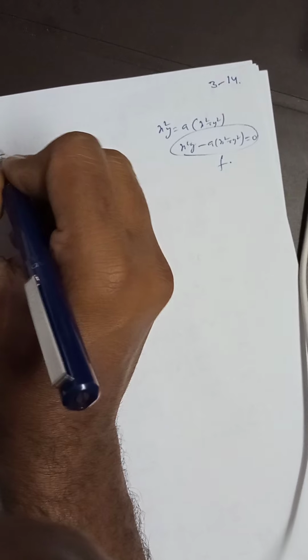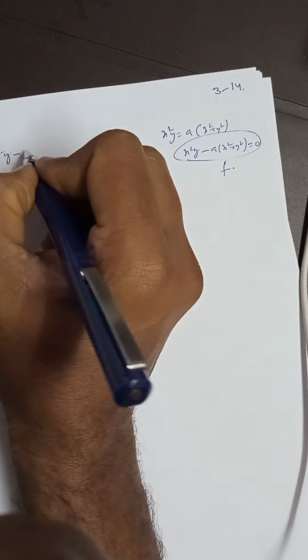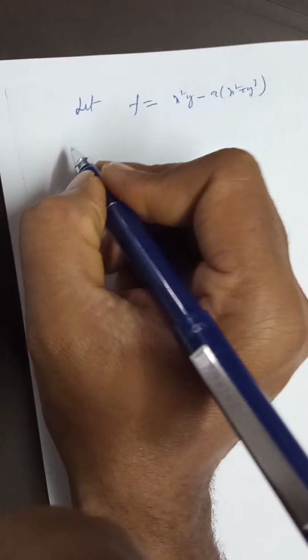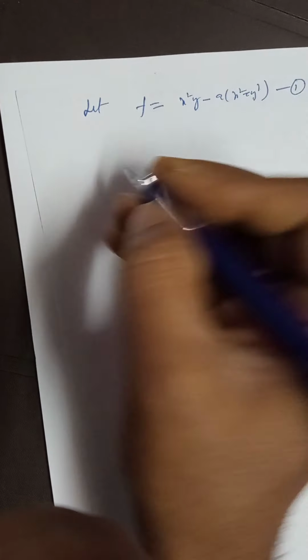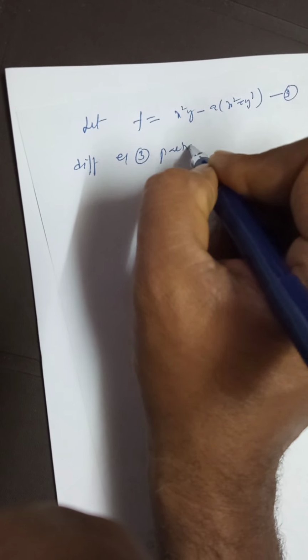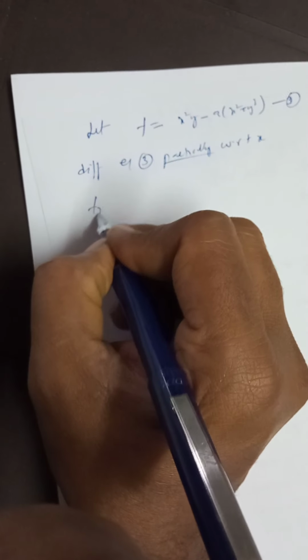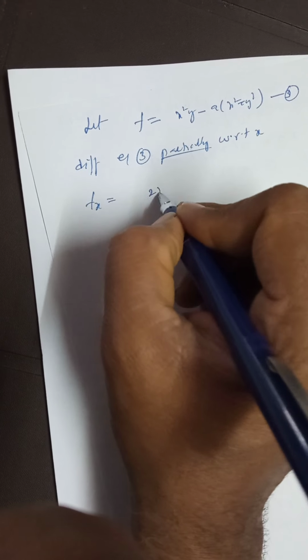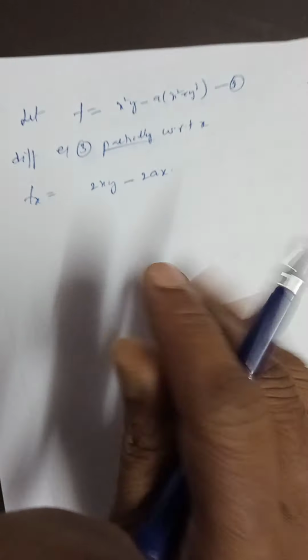Therefore, f is equal to x square y minus a into x square plus y square, right? Now, call that equation number 1, 2, and 3. Now, differentiate equation 3 partially with respect to x. That is, fx is equal to what will we get? 2xy minus 2ax. We are differentiating partially, no?